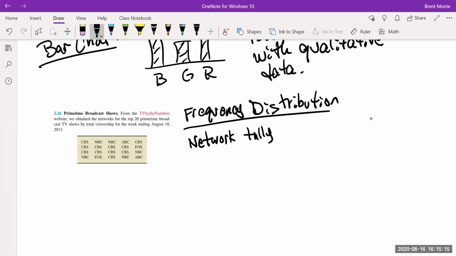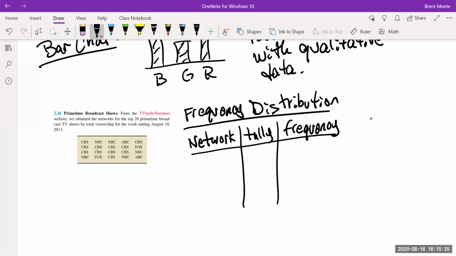What I could do is I just could count all the CBS and put them in frequency. But if I didn't have a nice thing to look at here, sometimes we put in tally. And here's the idea. We would go, and I'm just going to do it in the order that we see them in. CBS, NBC, ABC, Fox, and it looks like that's all we have.